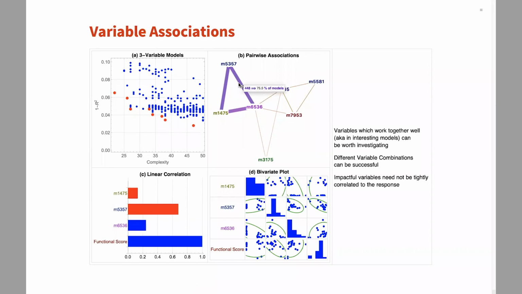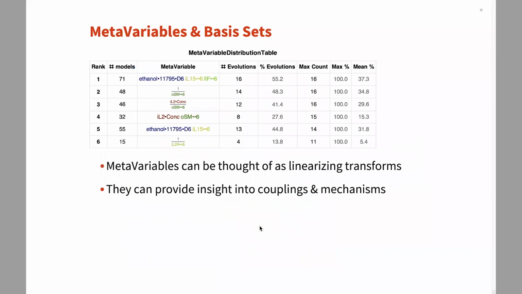So I've gone through, and this is an association plot. If I look at the dominant triplet, we see that it's not really highly linearly correlated. We can look at the coverage of the design space, and the observation is that it tends to cover the design space better. So there's maybe an analogy to mutual information that's an evolved property. Meta variables are building blocks that can sometimes provide insight into mechanisms.